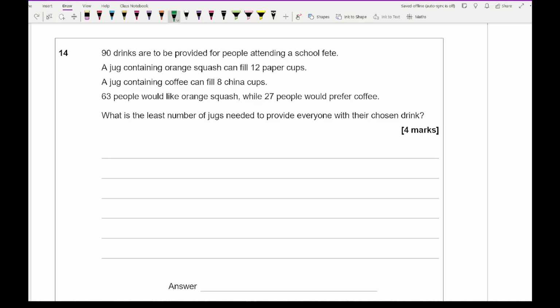So looking at this, if we do 63 divided by 12, how many 12s go into 63? At a guess it's going to be 5 point something. Now, because obviously I can't use my calculator, I'm just going to say it's 5 point something. Now, we could actually write it as a mixed number. So it's going to be 5 1/4 jugs needed.